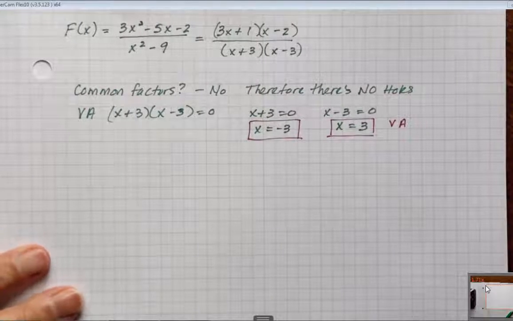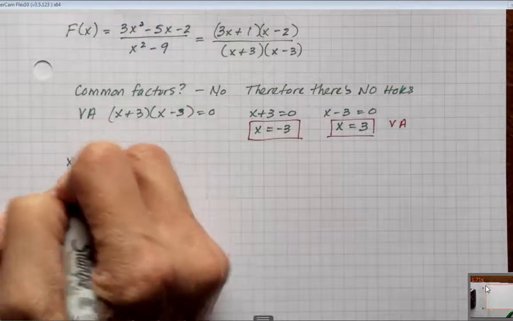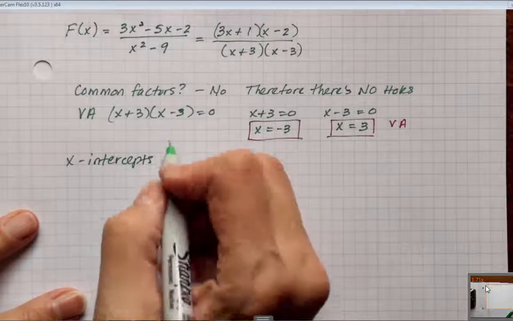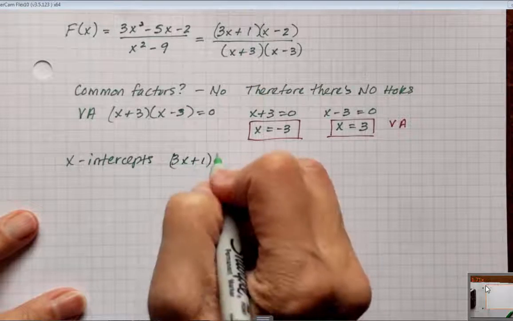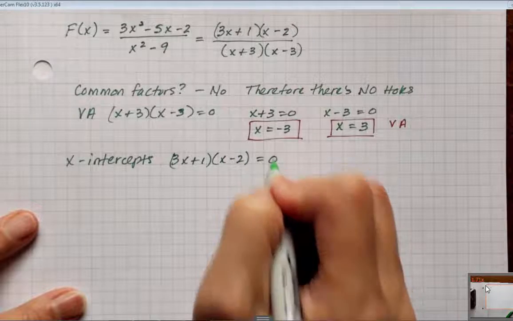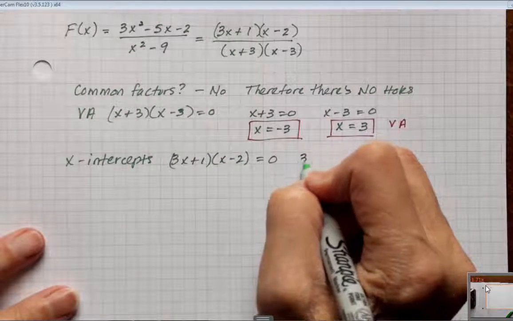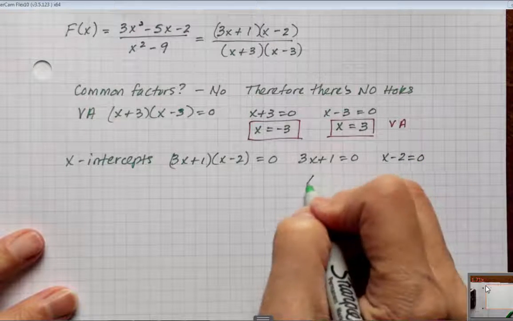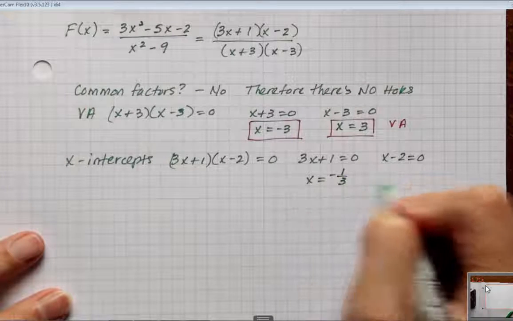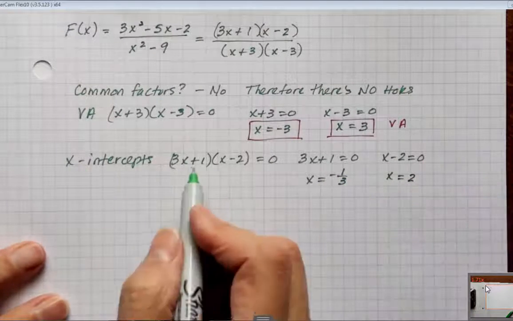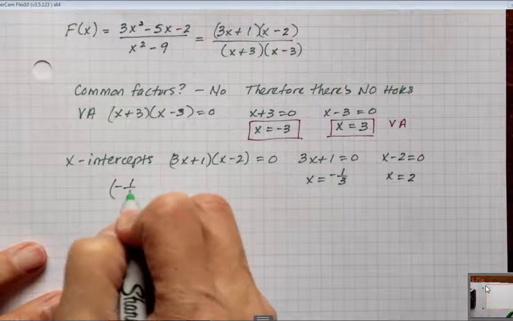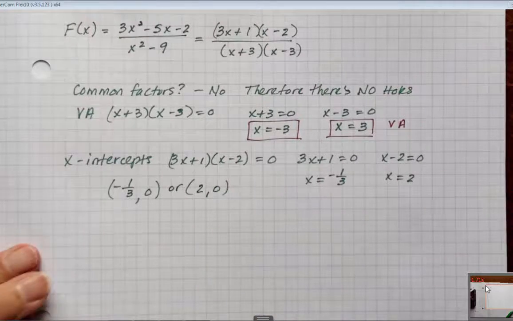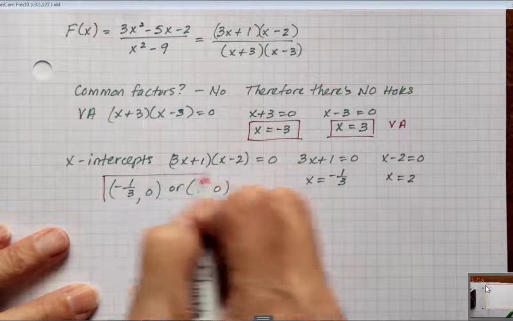Next, I'm going to look for my x-intercepts. So my x-intercepts are when my numerator is equal to 0. So I'm going to take this numerator, 3x plus 1 and x minus 2, and set it equal to 0. And then I'm going to take each one of those factors and solve for x. And when I do that, I end up with x is equal to negative 1/3 or x is equal to 2. So my x-intercepts are going to have coordinates negative 1/3, 0, and 2, 0. Those are the zeros of my function.